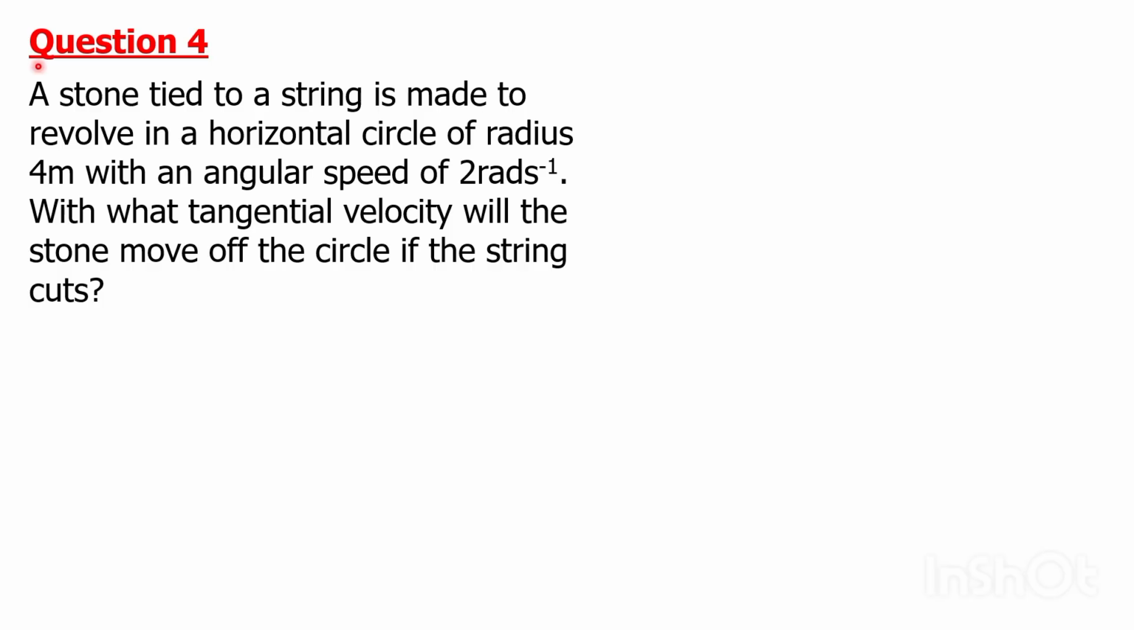Question 4. A stone tied to a string is made to revolve in a horizontal circle of radius 4 meters with an angular speed of 2 rad per second. With what tangential velocity will the stone move off the circle if the string cuts? So we are looking for tangential velocity V. The first thing to do is to write out all the parameters given.